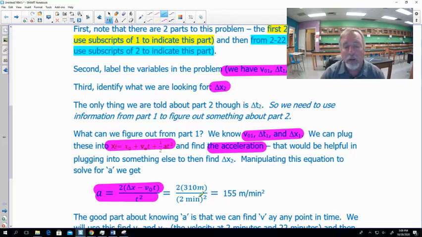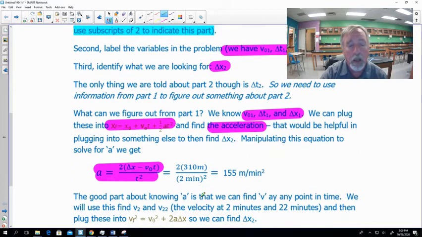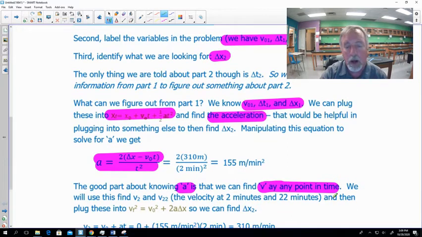So now we have A, which is really helpful as we analyze part 2 of our problem. If we know A, we can find V at any point in time. Our second part of the problem starts at t equals 2 minutes and ends at t equals 22 minutes. Let's figure out what V is for both of those times. Once we know those, they correspond to the V initial and V final of part 2, and we can use those two velocities along with our acceleration in a kinematics equation that will help us find delta x.